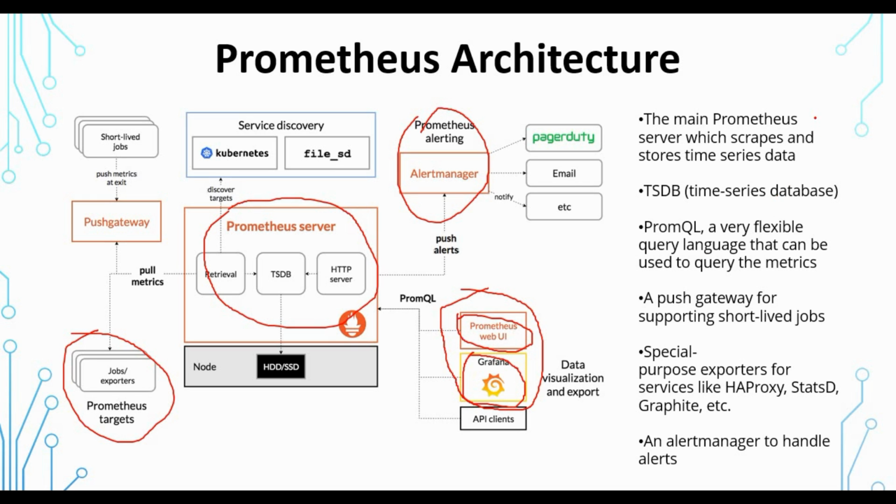Some of the components we discussed are the Prometheus server, which scrapes and stores the time series data, and we have something called TSDB, the time series database in the Prometheus server, and PromQL, which is a query language you can use to query the metrics. You also have push gateways for supporting short-lived jobs, and different kinds of exporters like HAProxy, StatsD, Graphite. So different exporters you can use along with Prometheus, and you also have alert managers to handle the alerts.